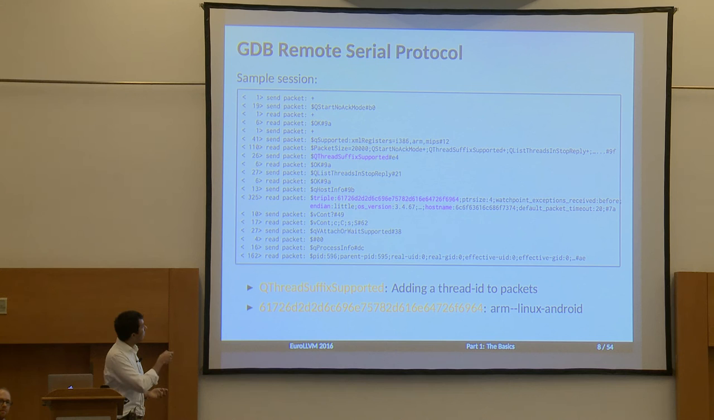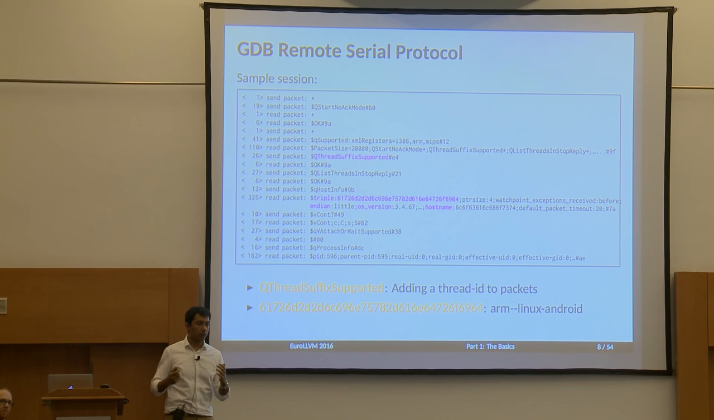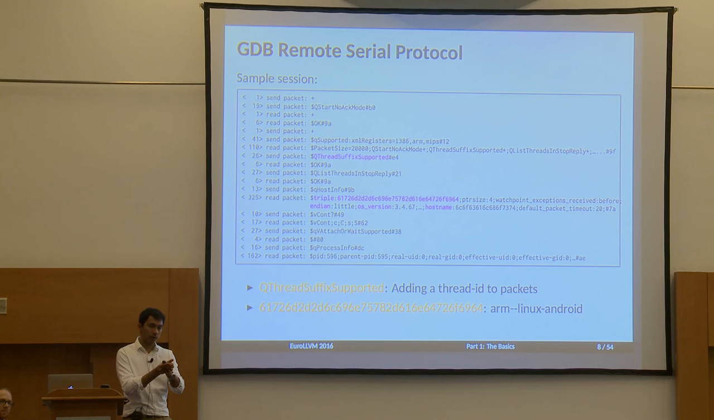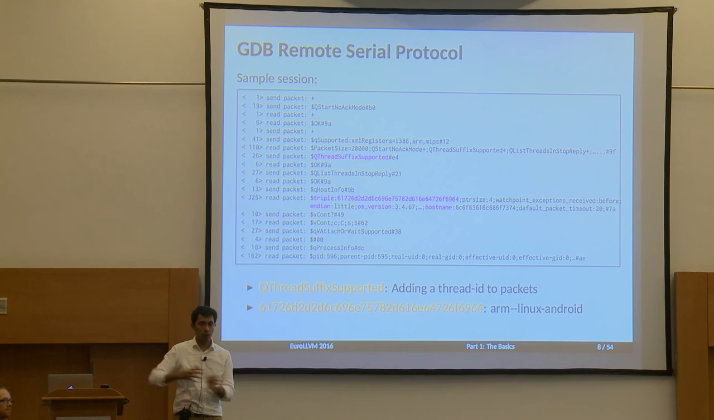And that's another packet where LLDB asks for qHostInfo, and it sends back all this information. It's encoded in hex, so it just says ARM, Linux, Android. So it's just an example, clarifying how these things work together. It's quite important to understand GDB RSP, because a lot of the time when you're trying to debug LLDB, you will be looking at it from the packet point of view, because that's what happens in the middle. And then you can figure out what's going wrong in LLDB or what's going wrong in LLDB server.